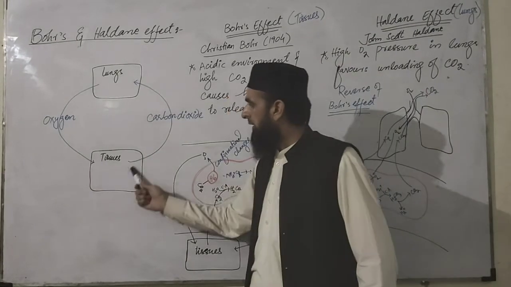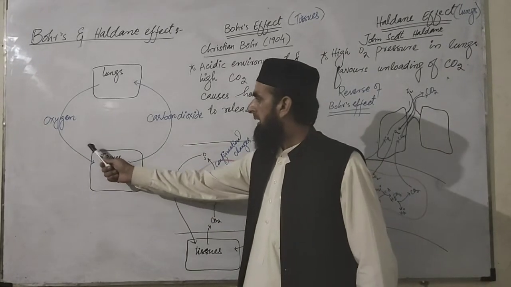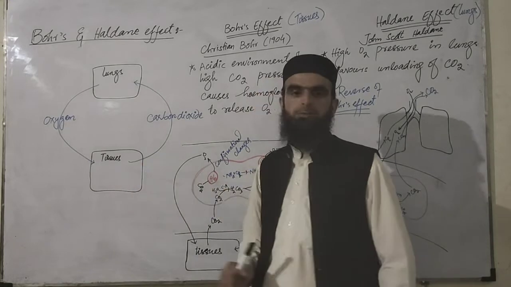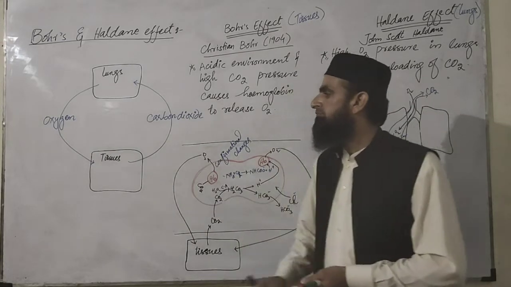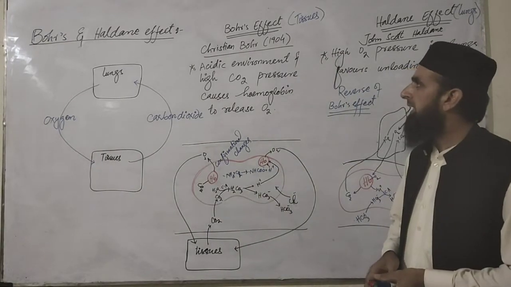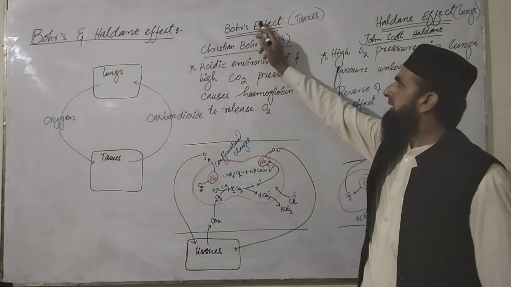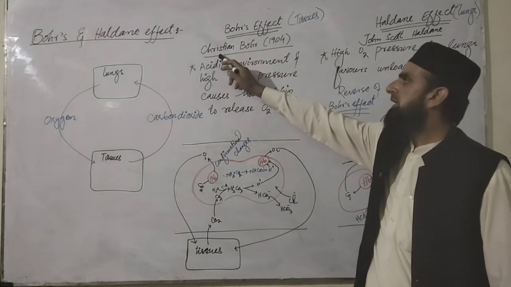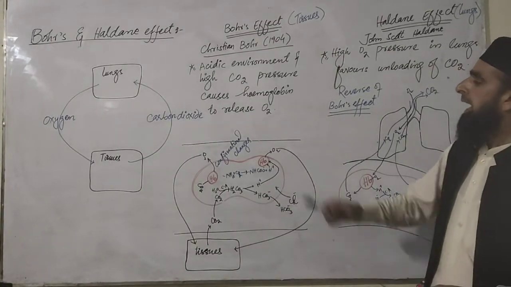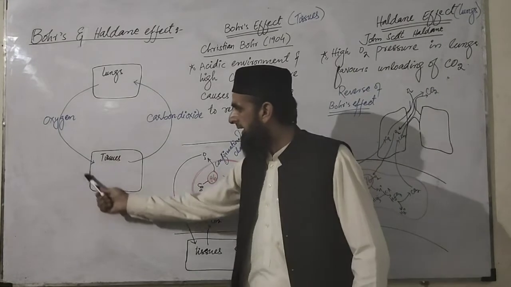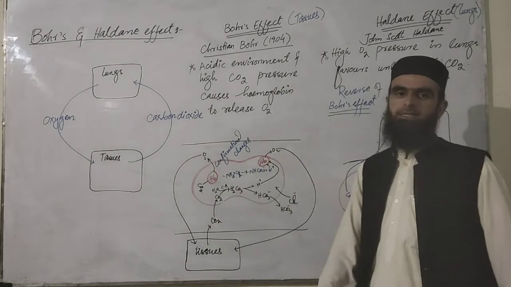Over here in the tissues we will talk about, and this has been discussed a little bit in the previous topics, that the oxygen is given to the tissues and carbon dioxide is picked up. So what are the main changes because of which these processes take place, that will be discussed over here in Bohr's effect. This is called Bohr's effect because it was described by Christian Bohr in 1904. This effect takes place here in the tissues. In the tissues, oxygen is unloaded and loading of carbon dioxide takes place.